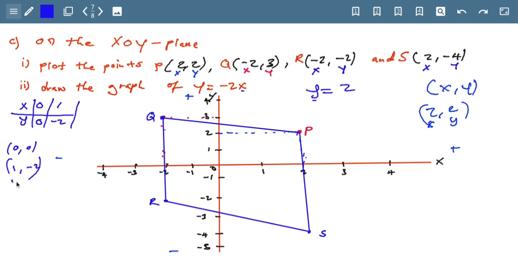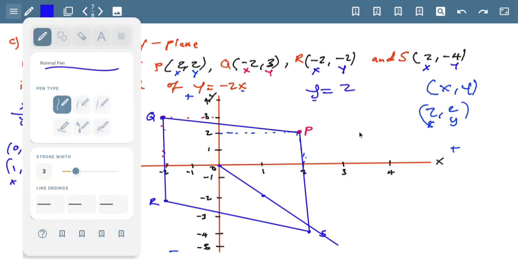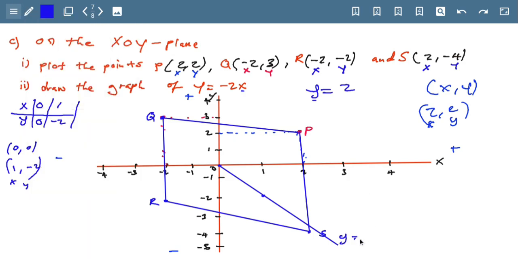So this is x, this is y. So y is negative. I'm going to start with (0, 0), which is this one here. Then (+1, -2). +1 is here, -2 is here. So it is somewhere here. Then let me just draw a line starting from this point here, going this side. And this one is going to be my y equals -2x. So this is how you're supposed to draw this one.